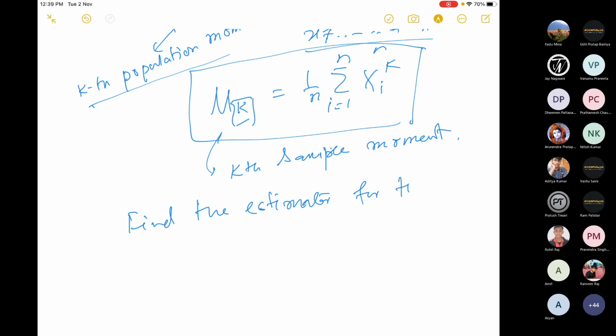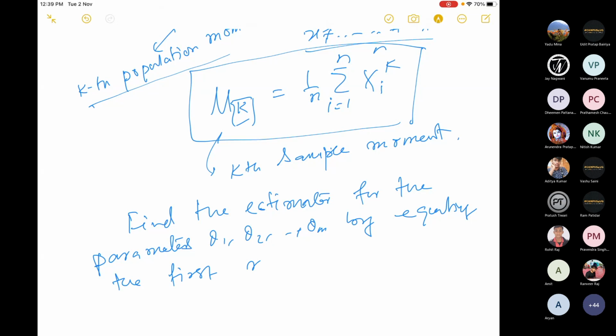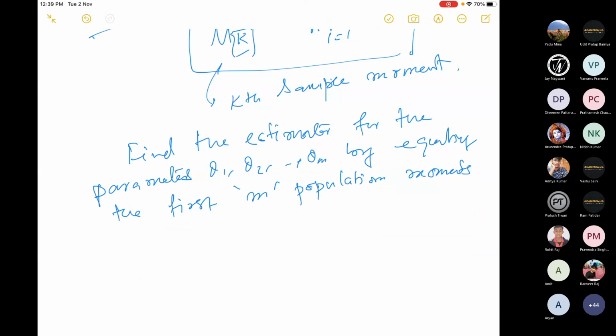for the parameters theta 1, theta 2, theta m by equating the first m. So here it is important: m is the number of parameters, and m population moments we are considering, if they exist, of course. If the moment does not exist, then this method will not work.